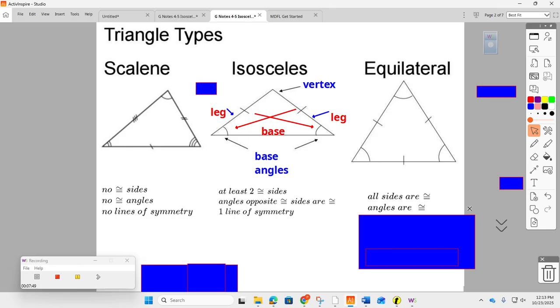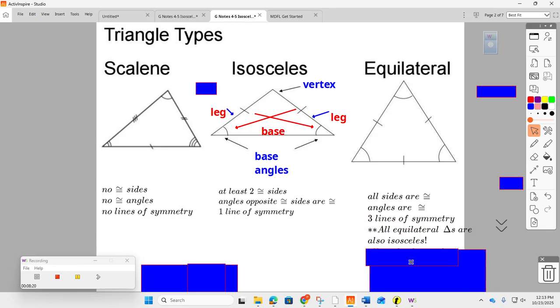And something important you need to know is that all equilateral triangles are also isosceles triangles. Because remember we said at least two sides congruent here. So all isosceles triangles are not equilateral, but all equilateral triangles are also isosceles. But you need to know that for today's homework because you're going to be checking all that apply. So if it's an equilateral triangle, then it's also going to be an isosceles triangle.